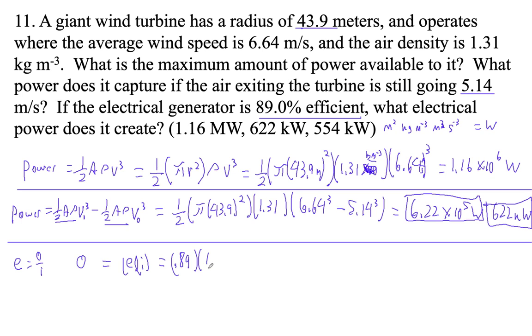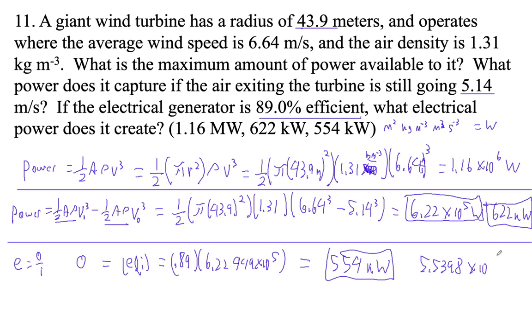And that is 6.22449 times 10 to the 5th. So take that number and multiply by 0.89, and I get 554 kilowatts. What it says on my calculator is 5.5398 times 10 to the 5th watts. These are the same thing. All right. Wind power.